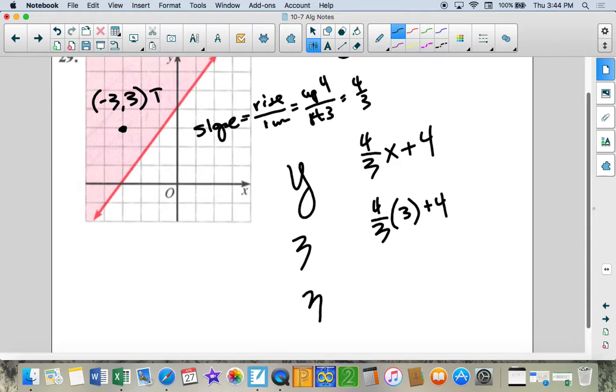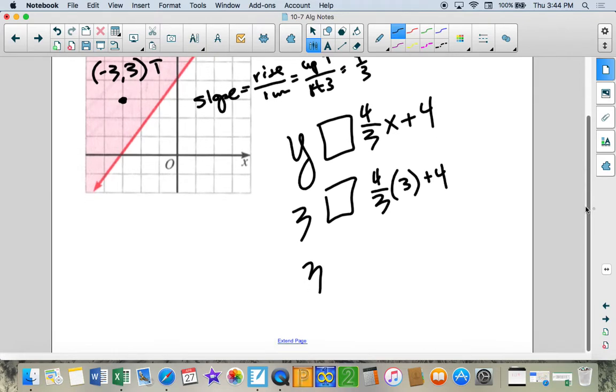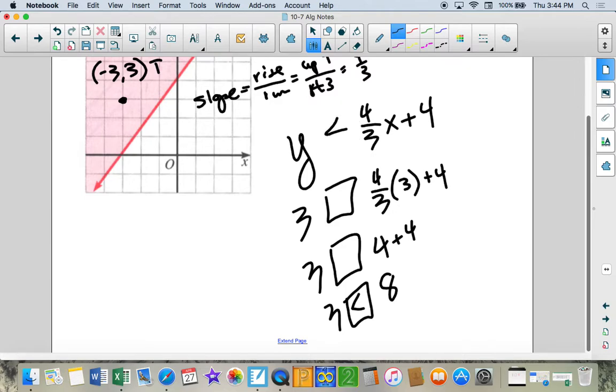So we get 3, and we don't know what this is going to be just yet. We know it's a true value, so we're going to have to make this statement true. We get 4 plus 4 times -3, which is -8. So what inequality sign would make that true? Well, a greater than sign. So we know that our inequality has to be greater than or equal to. That would be our solution.